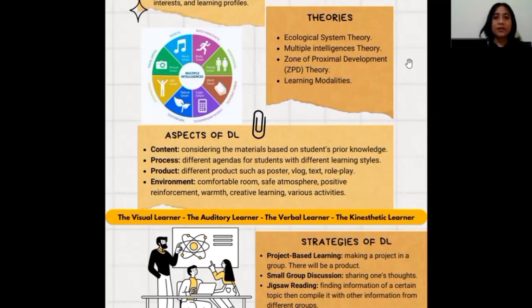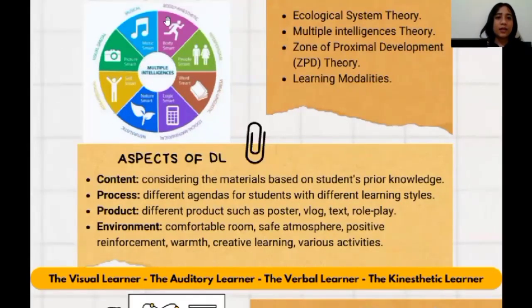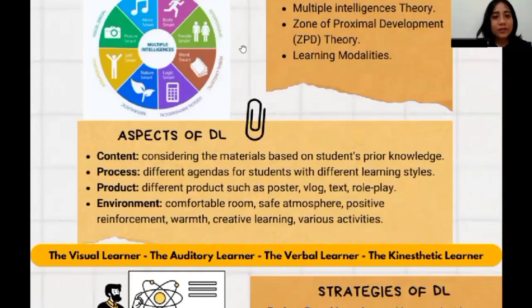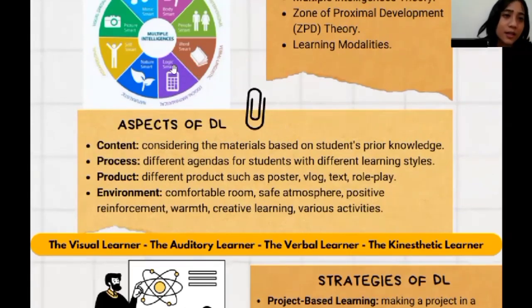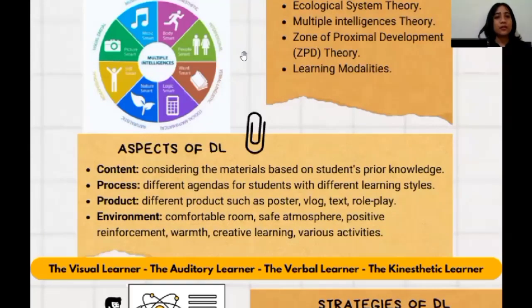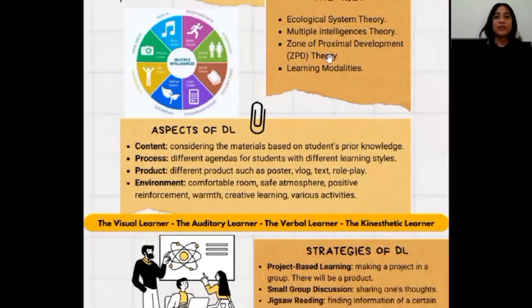The second one is multiple intelligences theory. Multiple intelligences is about 9 intelligences that someone can have, like visual spatial, musical, bodily kinesthetic, interpersonal, verbal linguistic, logical mathematical, naturalistic, and intrapersonal. So those are the 9 intelligences in multiple intelligences theory.